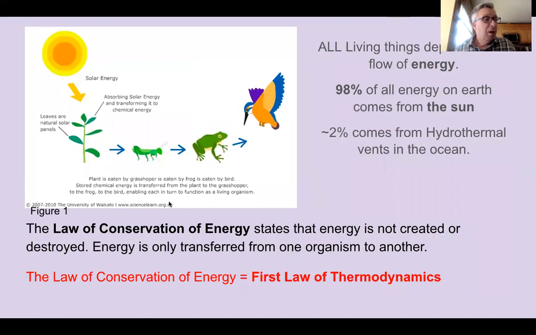All right. The first thing we're going to see is, where does all the energy come from that makes us live? It comes from the sun. Most of it comes from the sun. 98% of all energy on Earth comes from the sun. 2% comes from the hydrothermal vents in the ocean.